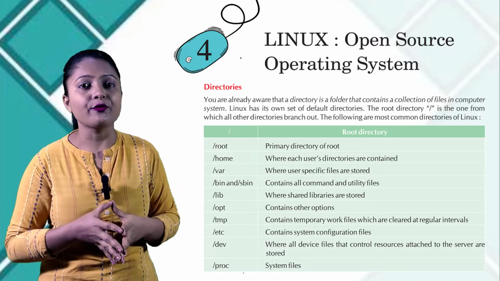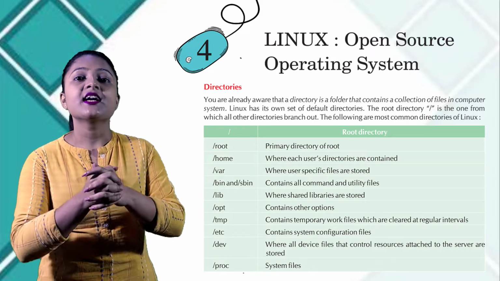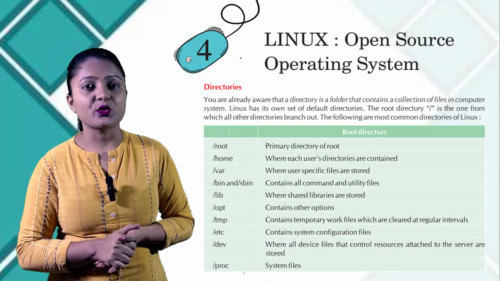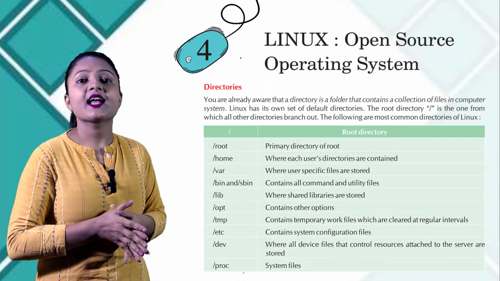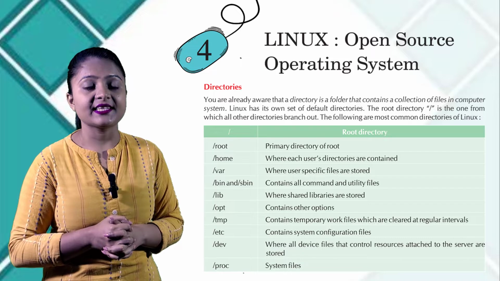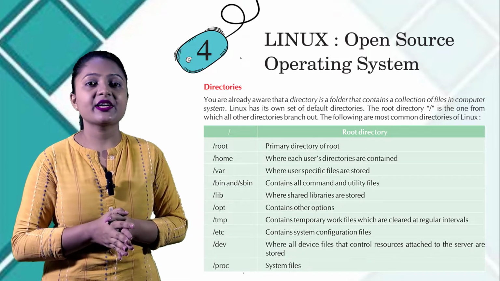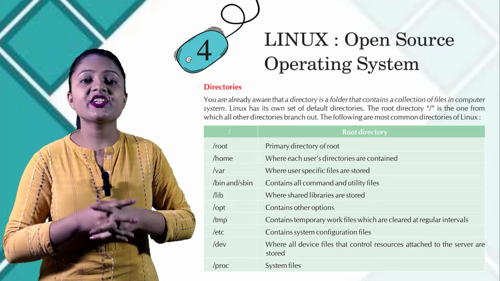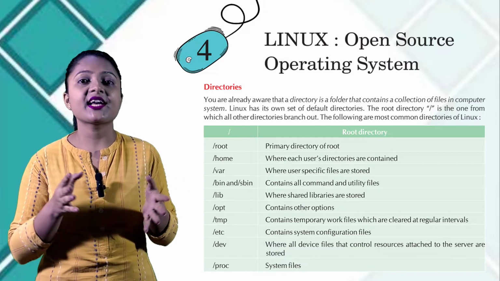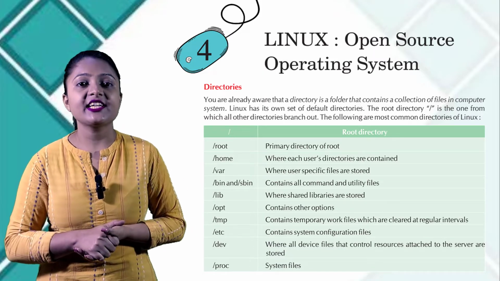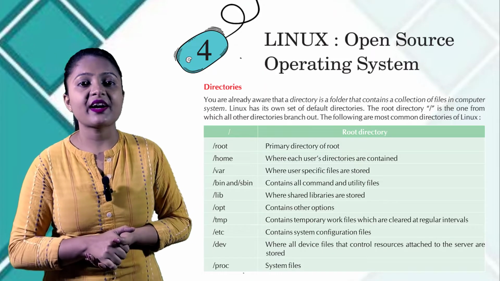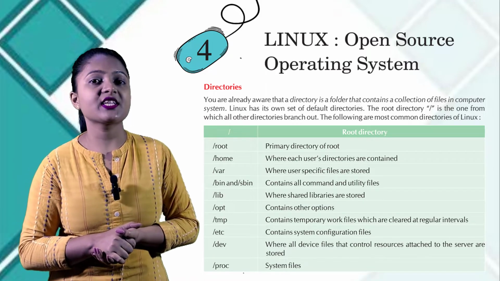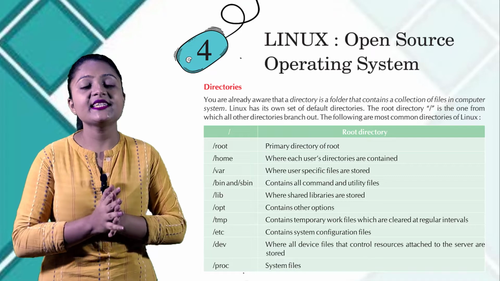/root, the primary directory of root. /home, where each user's directories are contained. /var, where user specified files are stored. /bin and /sbin contain all command and utility files. /lib, where shared libraries are stored. /opt contains other options. /tmp contains temporary work files which are cleared at regular intervals. /etc contains system configuration files. /dev, where all device files that control resources attached to the server are stored. /proc, system files.